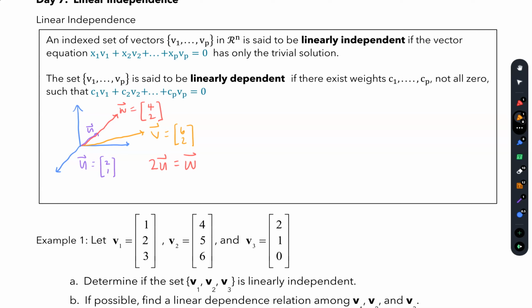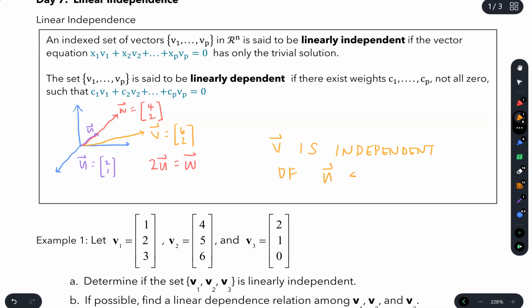So v is linearly independent of both u and w. Okay, good deal. So let's talk about how we can show this.